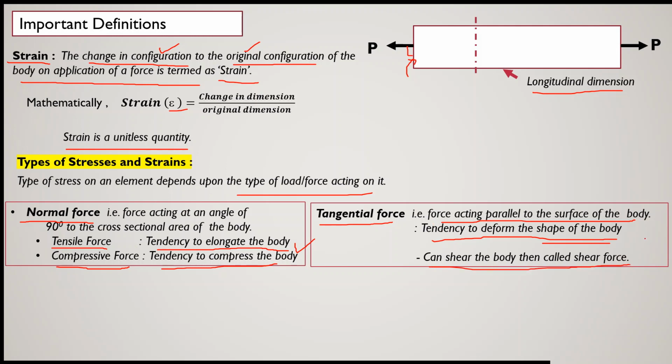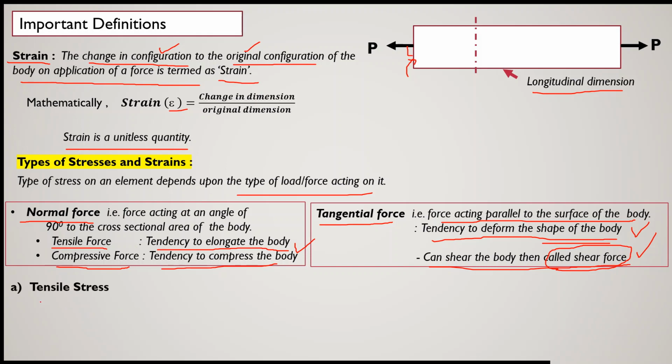Tangential force has two types of possibility. It can distort the shape of the body or it can shear or cut the body. And that force which can shear the body will be known as shear force, which is very important to understand. Later on we will be going into detail.